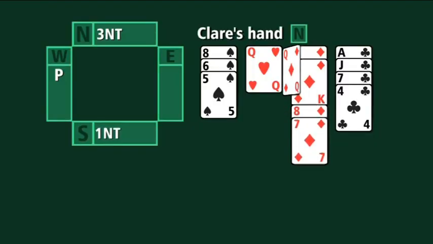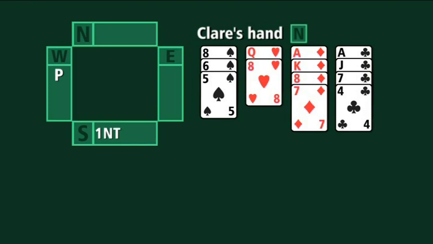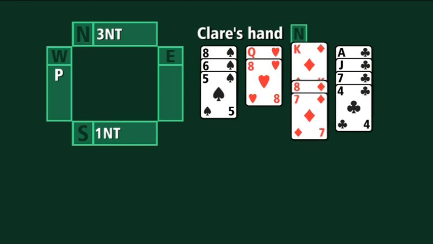Now let's change Claire's hand slightly. This would be a more obvious bid of 3 no trumps. Claire's got a balanced hand with 14 points. That's enough strength to go for game, and no interest in any major suits, so she would just close the bidding out with a jump to 3 no trumps. But let's make our hand slightly weaker.